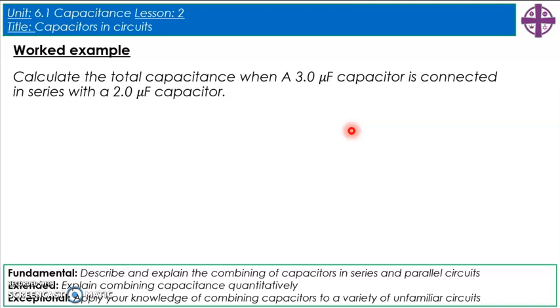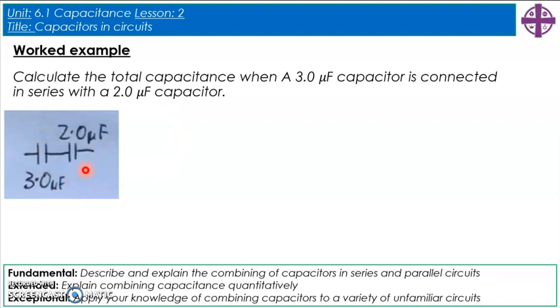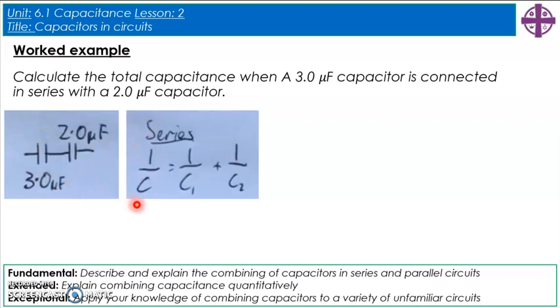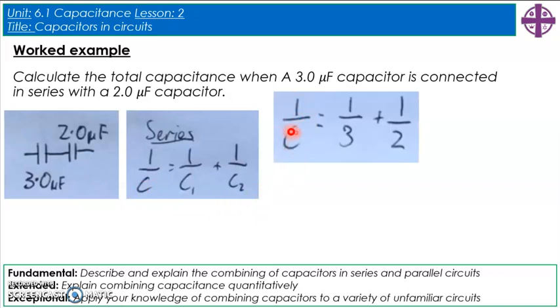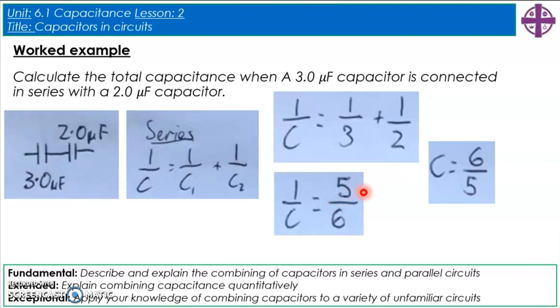Let's practice this now in an example. I've got to calculate the total capacitance when a 3 microfarad capacitor is connected in series with a 2 microfarad capacitor. Again, this is one of your Isaac physics questions. This is a sketch of what it would look like. In series, I calculate capacitance with this equation. And I'm therefore going to get 1 over the total capacitance C equals 1 over 3 plus 1 over 2. Therefore, 1 over C equals 5 over 6. Inverse that to get C is equal to 6 over 5 or 1.2 microfarads. Because I had micros before, I'll have microfarads after.